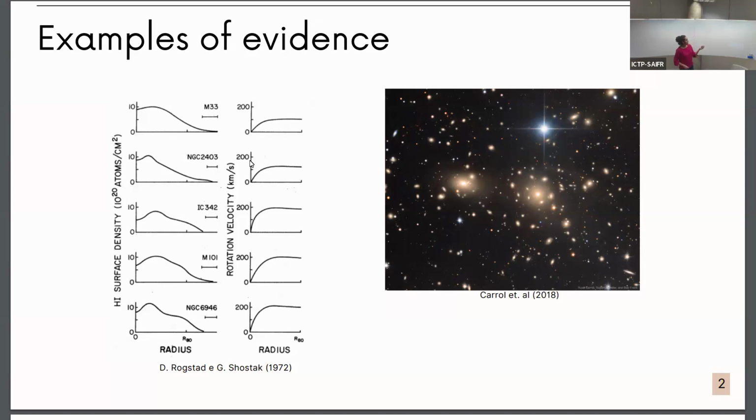And on the scale of galaxy clusters, we see an analogous thing: the galaxies are rotating around the center of mass of the galaxy cluster, and the gas inside is much hotter than we would expect based on the gravitational potential we would estimate from galaxies and gas.